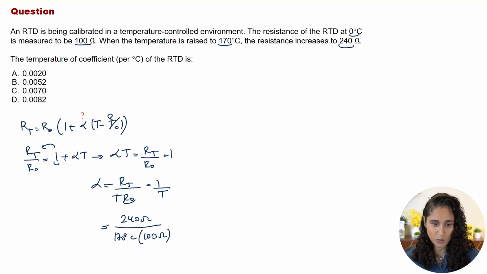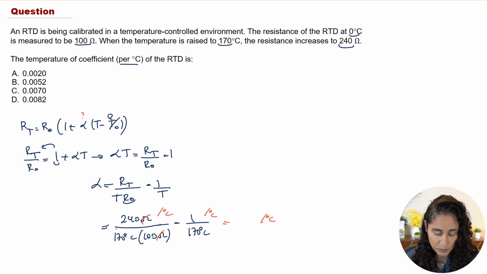As you guys can see, I'm writing down the units so that at the end we make sure that all the units cancel and we get per degree Celsius. And then we're going to do 1 over the temperature, which is 170 degrees Celsius. Now, let's go over the units. Note, guys, that the ohms here cancel, and we're left with this term being per degrees Celsius. Same thing with this term, per degrees Celsius. Which means we're going to get per degrees Celsius.